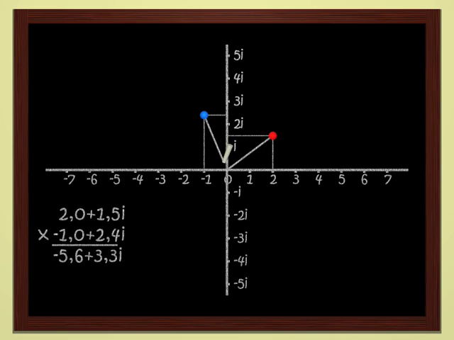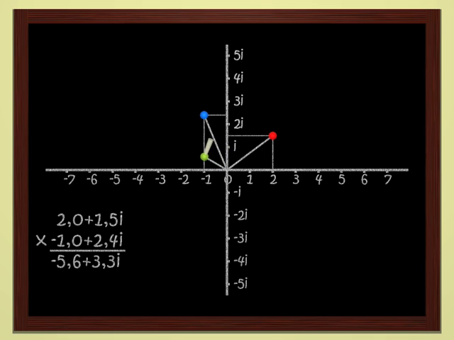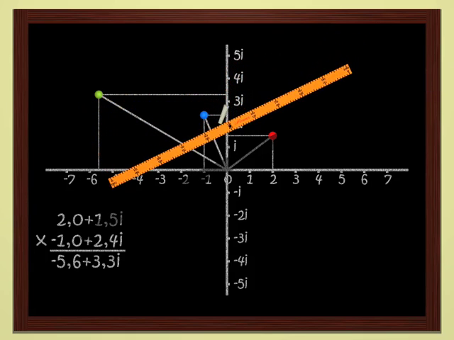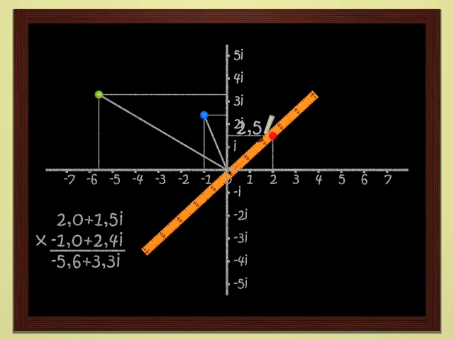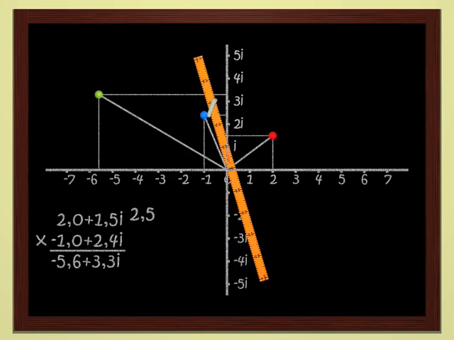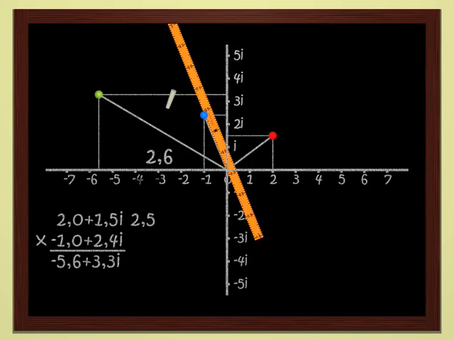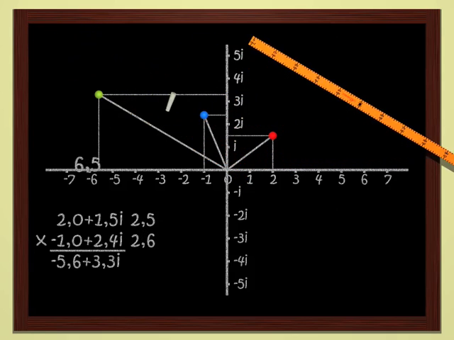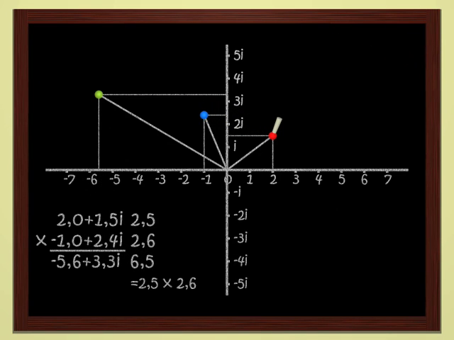It seems the right time to define 2 notions, the modulus and the argument of a complex number. The modulus of a complex number z is just the distance from the origin to the point that represents z in the plane. Let's use the ruler to determine the modulus of the red point, which is 2 plus 1.5i. Let's see, it measures 2.5. The modulus of 2 plus 1.5i is therefore 2.5. For the blue point, I get 2.6. And for the green point, which is the product of the 2 points, I have 6.5. As a rule, the modulus of a product of two complex numbers is just the product of the moduli of the two numbers.